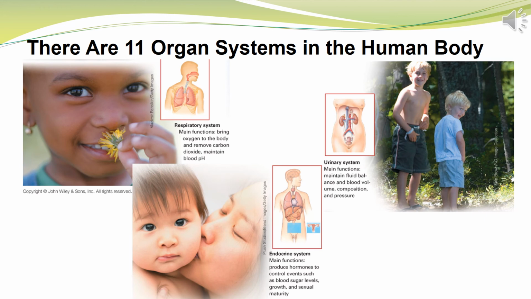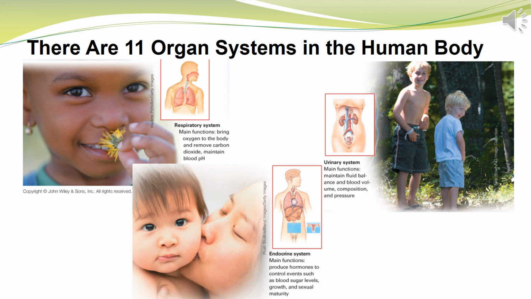We're going to cover the respiratory system. The main functions of this system are that it brings oxygen into the body and removes carbon dioxide from it, and also helps to maintain blood pH. We're going to cover the urinary system, which functions to maintain fluid balance and blood volume, and also the composition and pressure of the blood and fluid volumes.